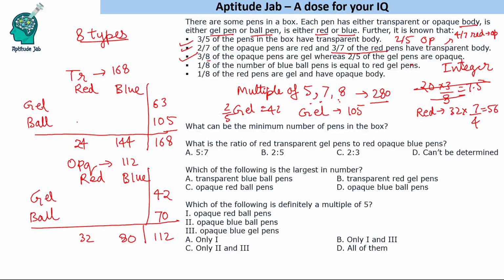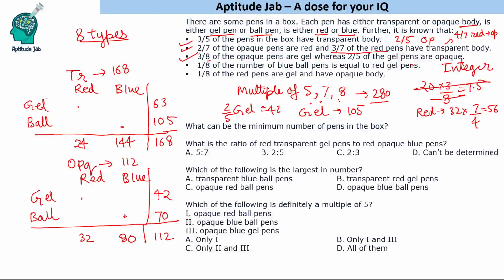Blue ball pens, and it is both, right? It is this also plus this also, not only transparent or opaque, right? It is saying blue ball pens is equal to red gel pens. So red gel pens means these two things. So these two total is 8 times of this, right?